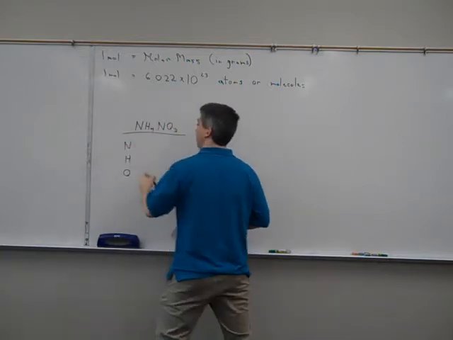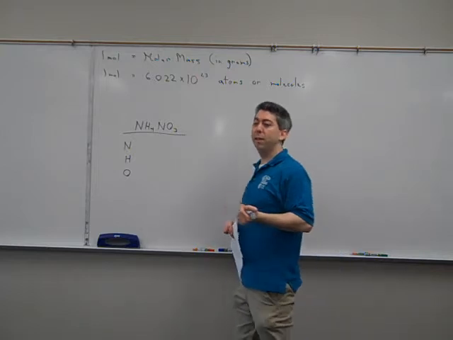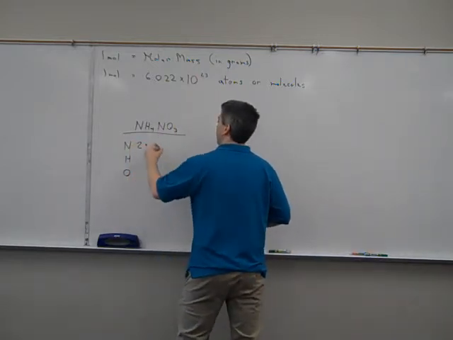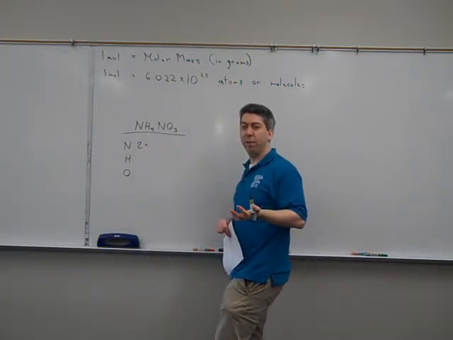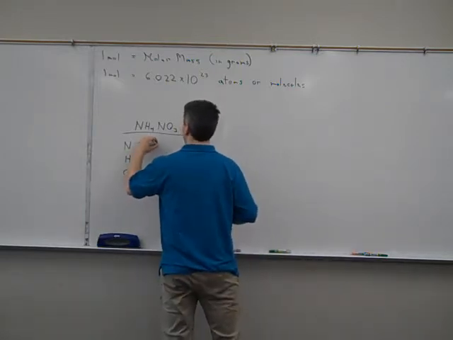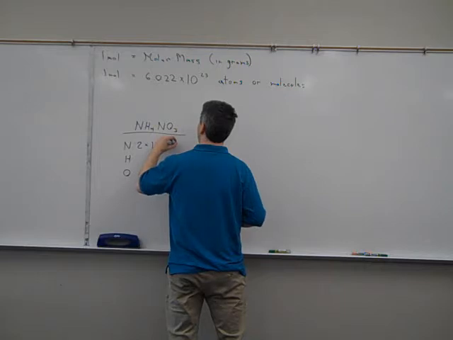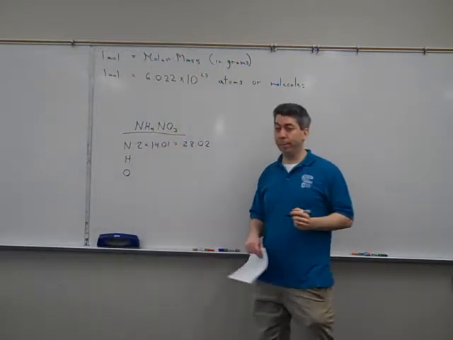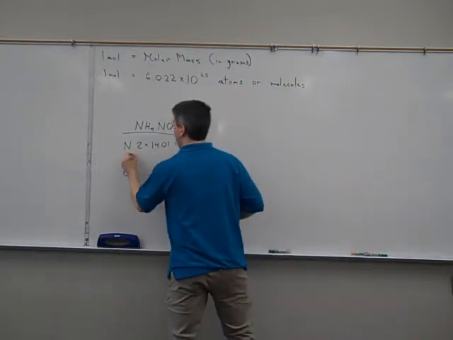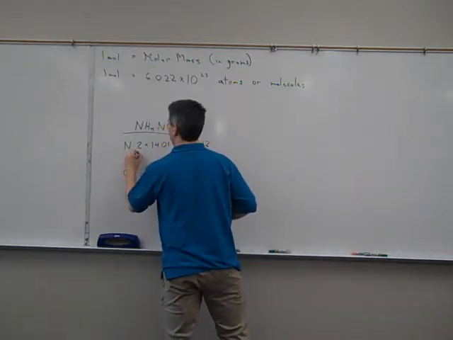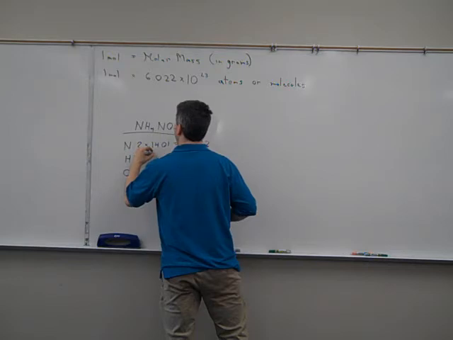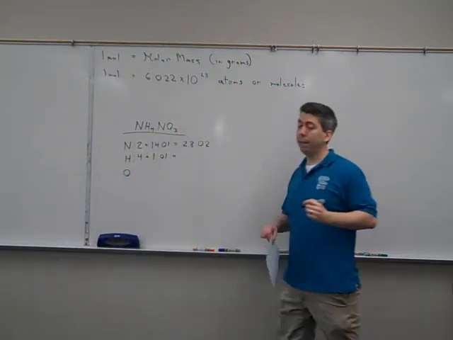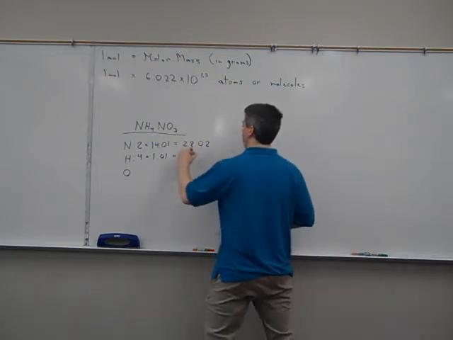Now how many nitrogens do we have? 1. Oh, shoot, 2. We have 2, right? So there are 2 nitrogens, and the molar mass of nitrogen is 14.01, which gives you a total of 28.02. Now, how many hydrogens do we have? 4. And the molar mass of hydrogen is 1.01 approximately. So that's going to give us 4.04.